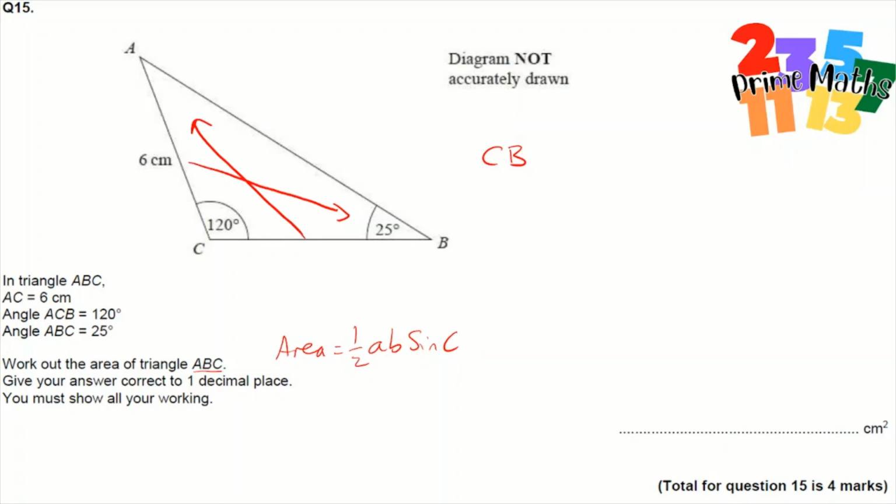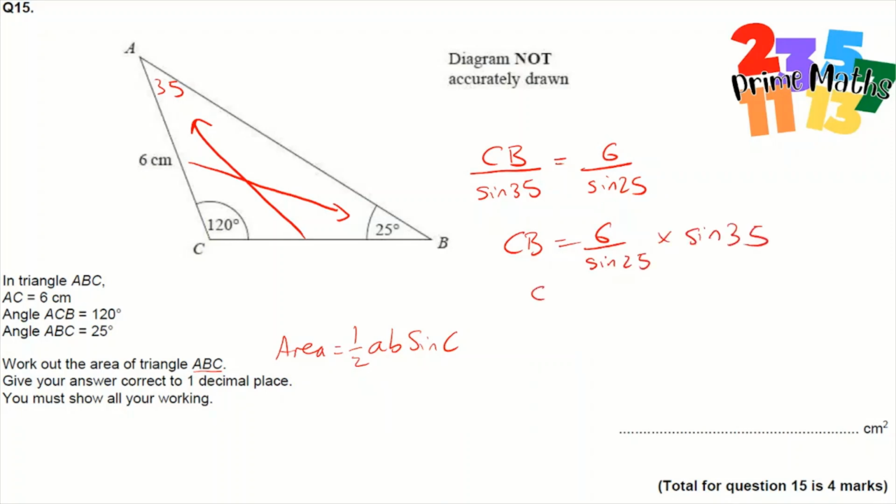We know that angles in a triangle add up to 180, so I can work out that the angle in this triangle here is 35. To work out what CB is, we can do that side over sine 35 is equal to 6 over sine 25. If we multiply 6 over sine 25 by sine 35, we end up with CB as a length of 8.1431.